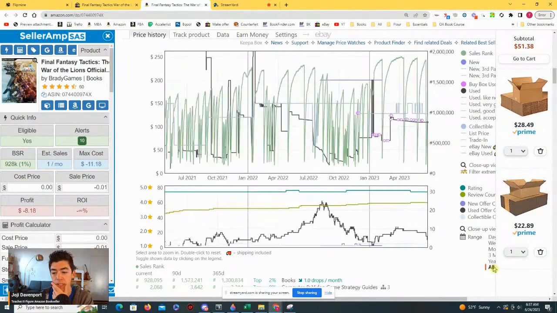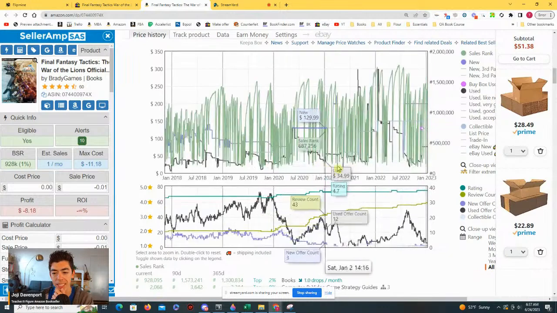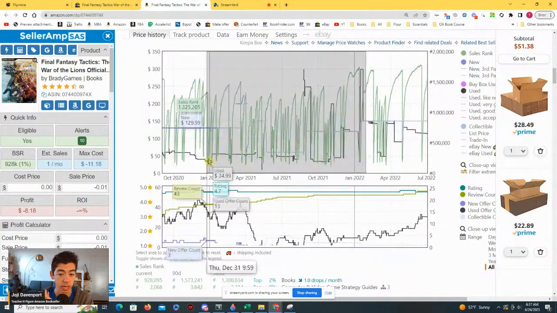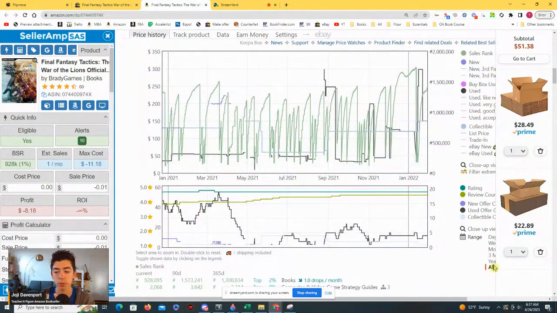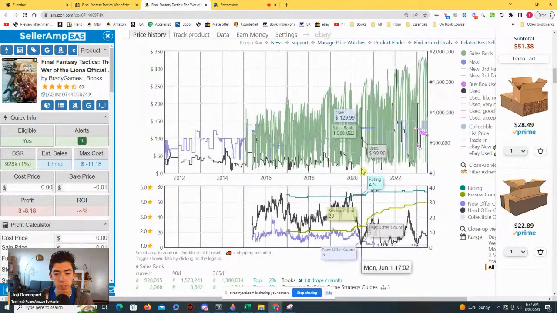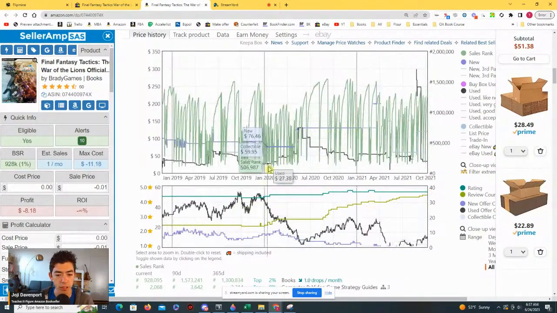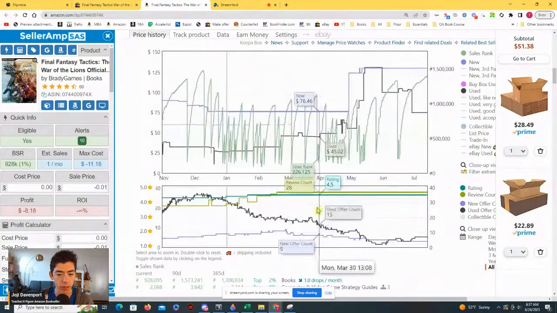So quite interesting. If we go back in time, you actually see that it also has sold that high before, but probably really this thing is worth right around 50 bucks. That'd be my guess. And obviously the price is going to ebb and flow with the offer count. Like here's a great example.